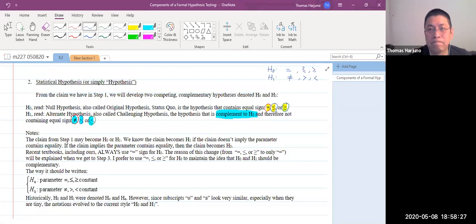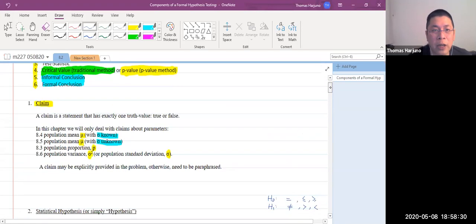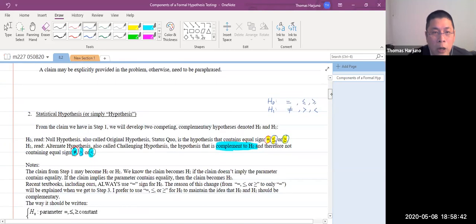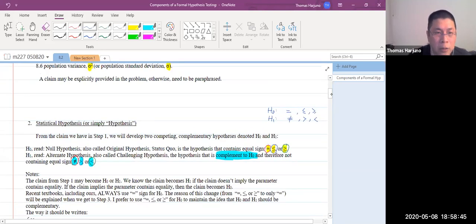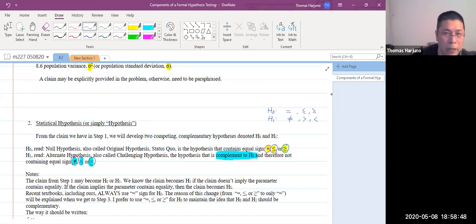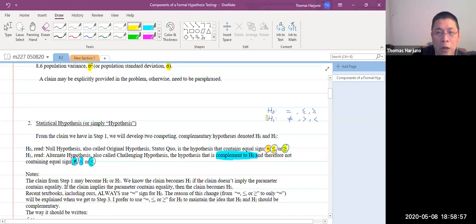Does it make sense? We are trying to test this claim, right? From each claim, it's either true or false. Now the null hypothesis and alternate hypothesis try to accommodate those two truth values. If the null hypothesis is false, then the alternate hypothesis will be the true one. If the alternate hypothesis is false, then the null hypothesis is the true one. They are complements of each other.